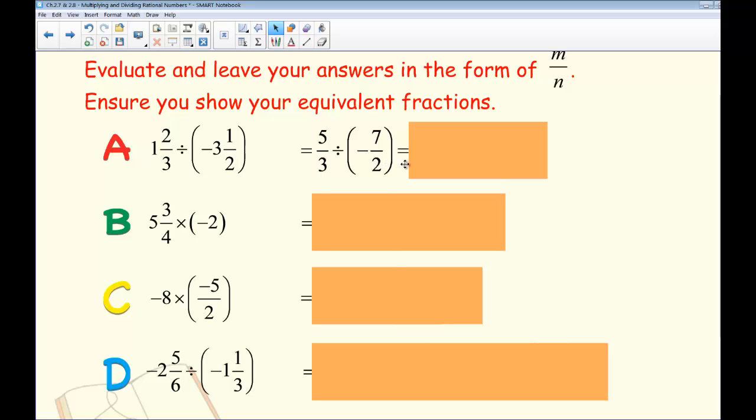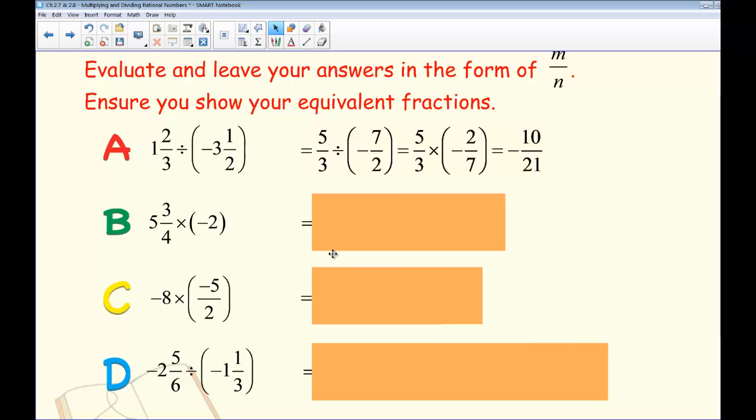Now remember, because it's a division question, I need to invert that second fraction, then multiply. So I get 5 over 3 times negative 2 over 7. Multiplying top by top, bottom by bottom, I get negative 10 over 21.